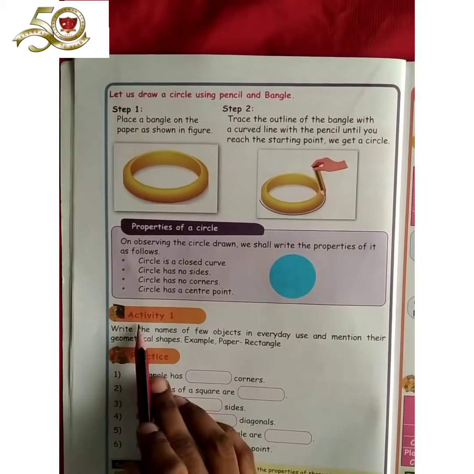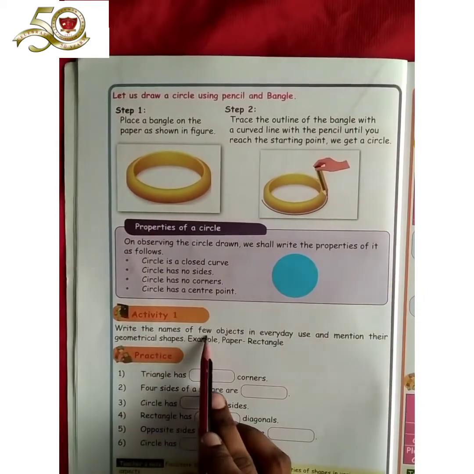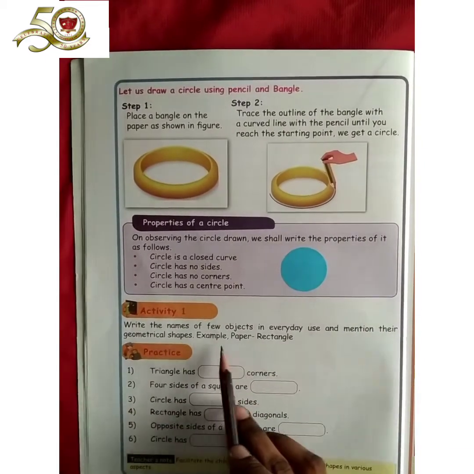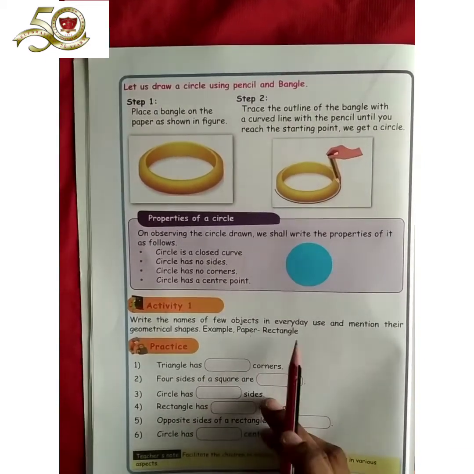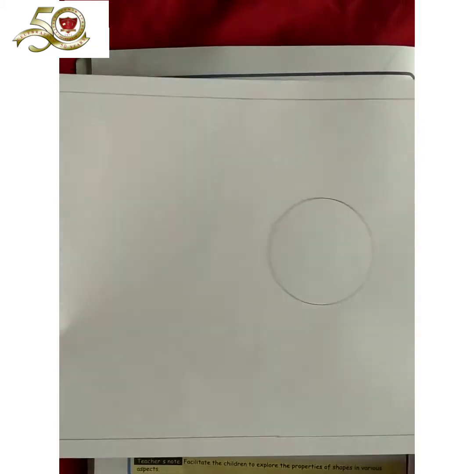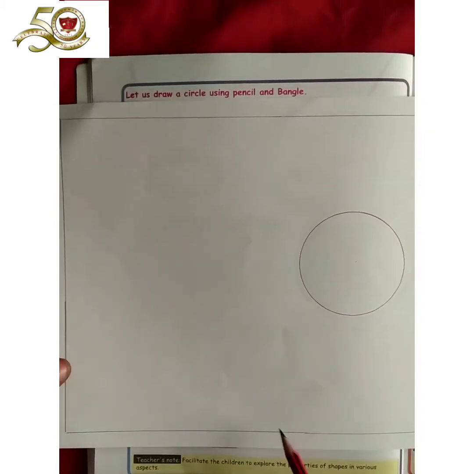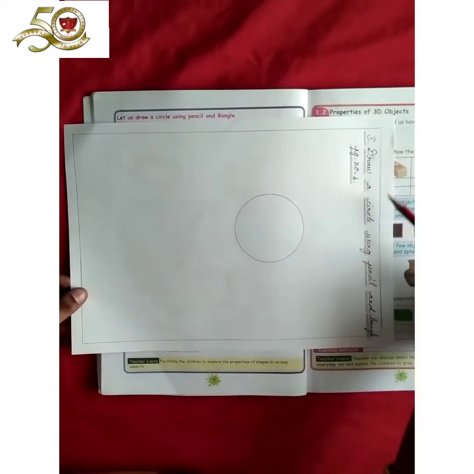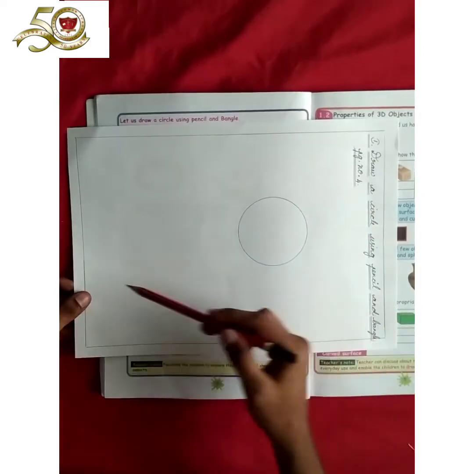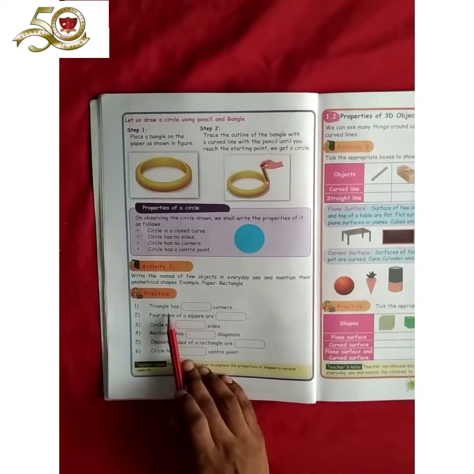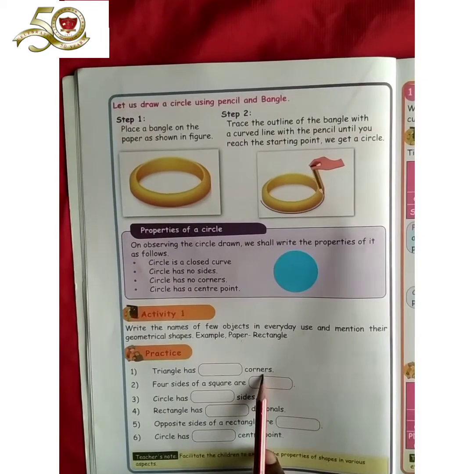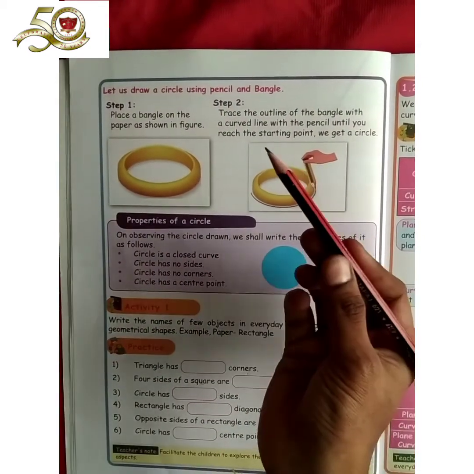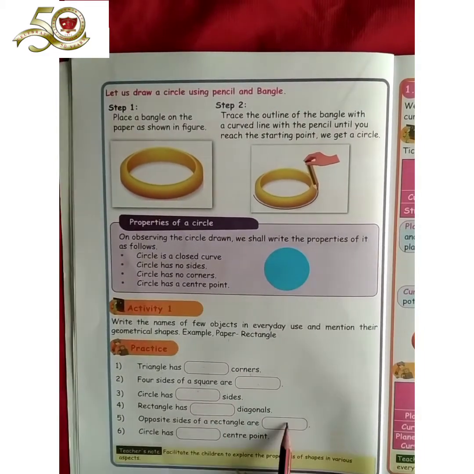So students, activity 1. Write the names of a few objects in everyday use and mention their geometrical shapes. Example, paper. What is the shape of the paper? I already said, it is a rectangle in shape because opposite sides are equal. Here it is long, here it is short. So opposite sides are equal. It is a rectangle. So a triangle has dash corners. I already said, a triangle has how many corners? Yes, very good. You have to take a pencil and write neatly in the given box.